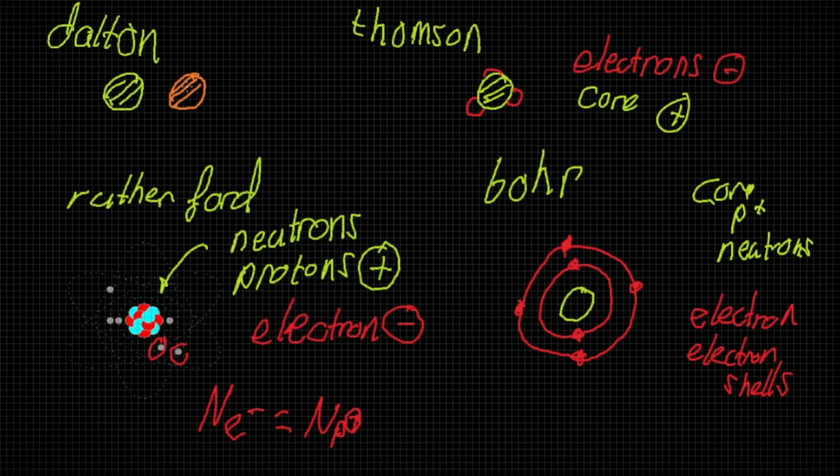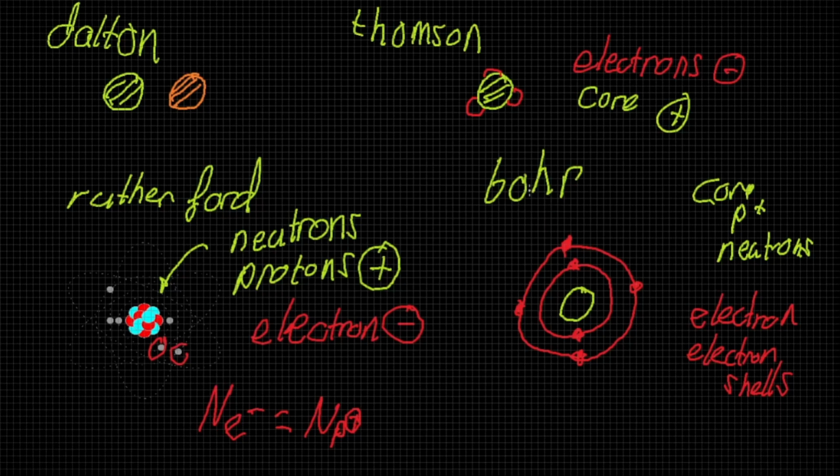So Dalton, he just said it's a solid sphere. Then you have Thomson, a positively solid sphere, which is the core. And attached to that, you have electrons, which are negatively charged and also solid spheres. Then you get Rutherford, who says you have a core with protons and neutrons, where the protons are positively charged, and you have an electron cloud, which are negatively charged. And then the number of electrons equals the number of protons.